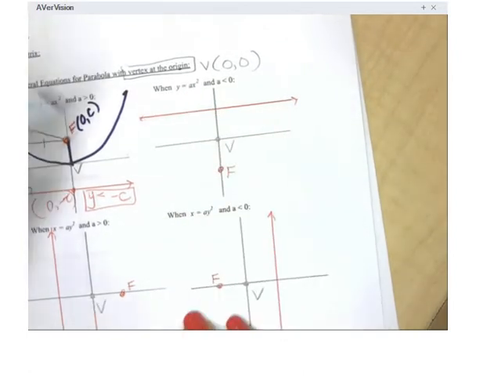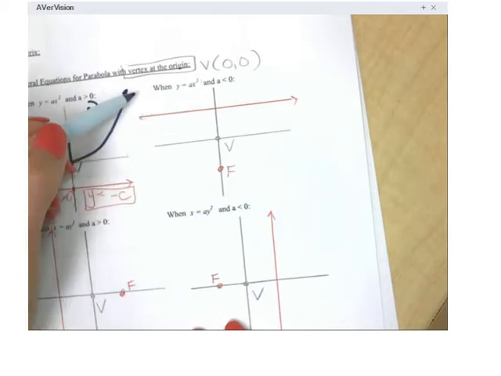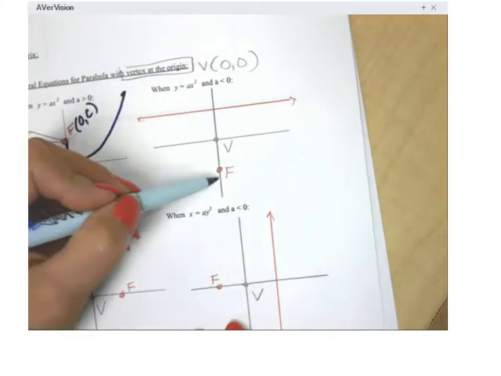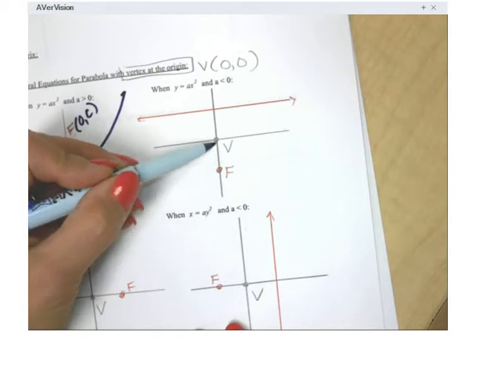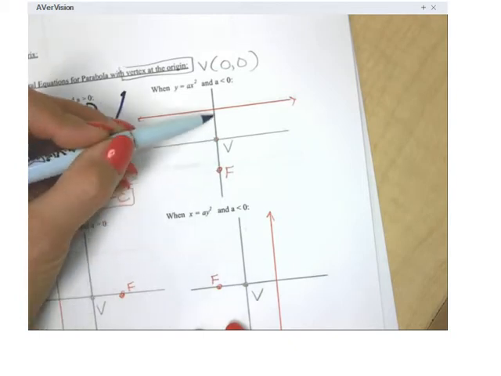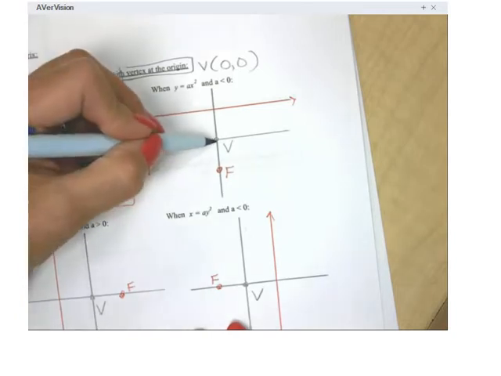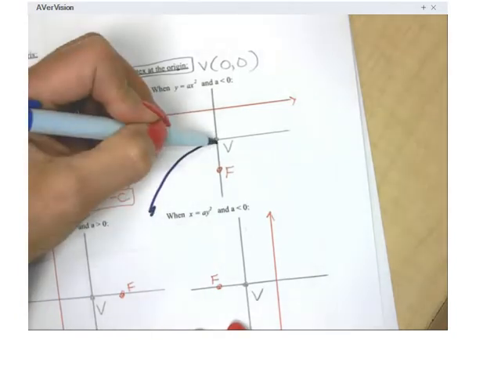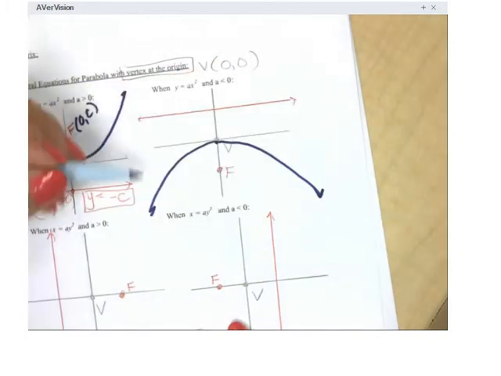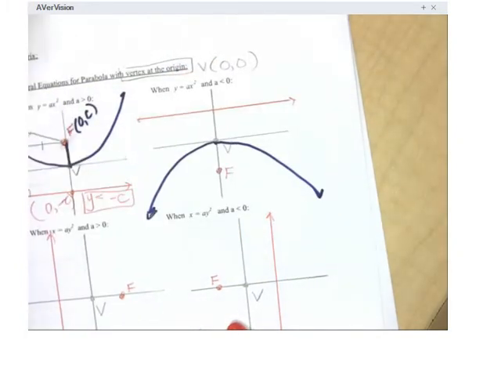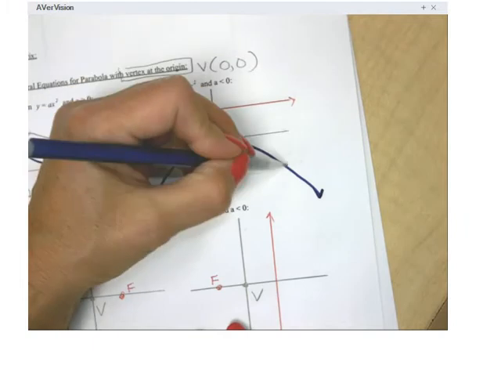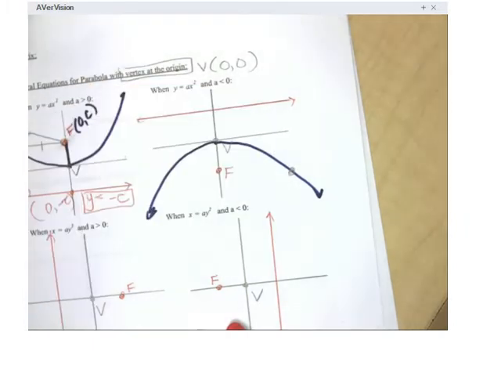Now we can also have our parabolas open downward. We know that if our coefficient A is a negative value, the parabola will open downward. So a parabola which opens downward, centered at 0, 0, will have a focal point below the origin, and a directrix, which is a line, above the origin. And again, the parabola will curve downward around the focal point.